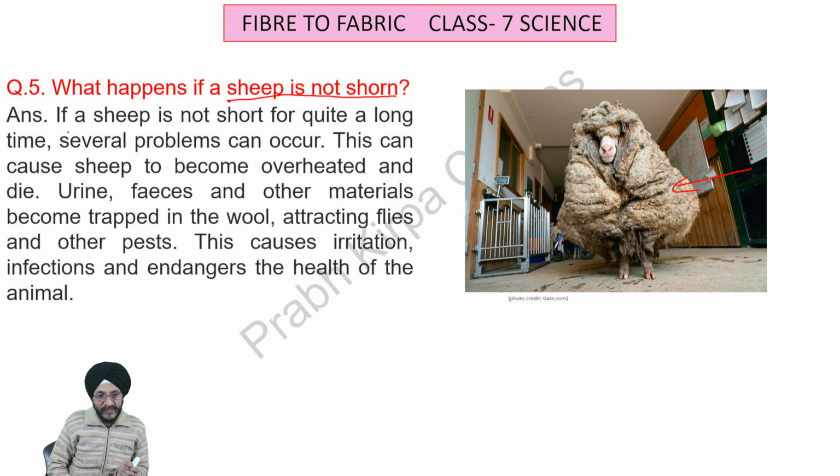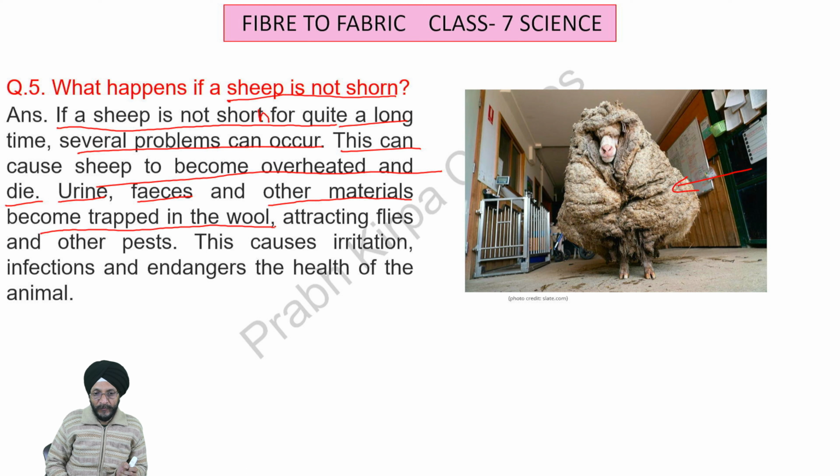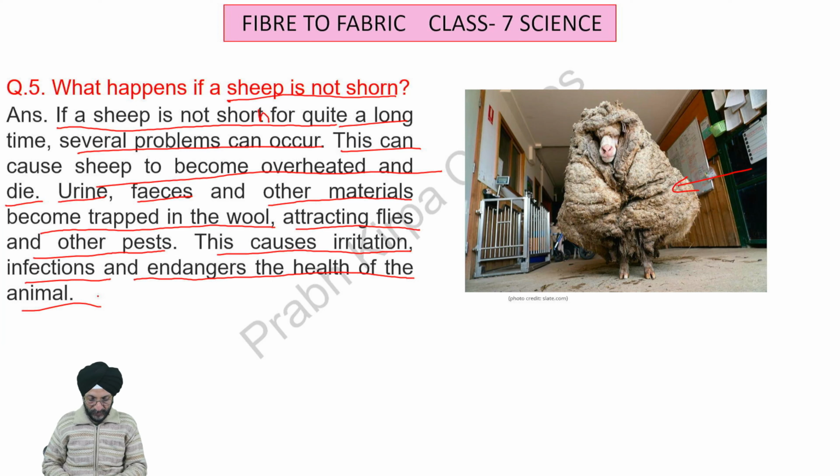Now we see in the answer written, if a sheep is not shorn for quite a long time, several problems can occur. This can cause the sheep to become overheated and die. Further, urine, feces, and other materials become trapped in the wool, attracting flies and other pests. This can cause irritation, infection, and it also endangers the health of the animal, that is the sheep.